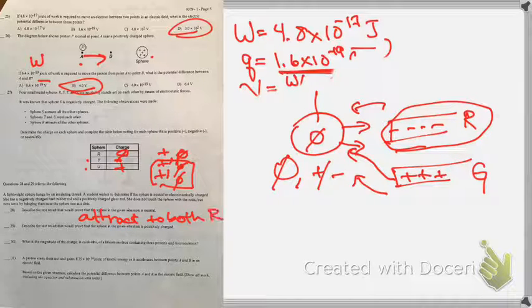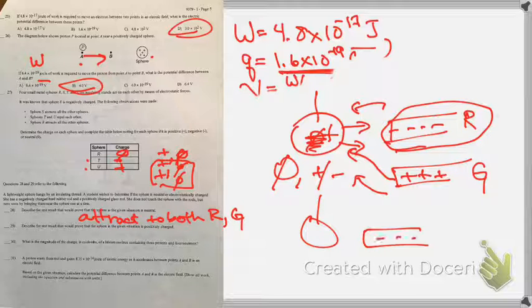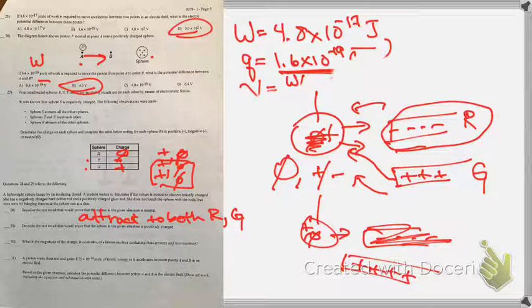rubber and glass. Describe the test result that would prove that the sphere in the given situation is positively charged. Well, to prove that it's positive, I can't just bring this negative rod nearby, because if it's neutral, it'll be attracted, or if it's positive, it's attracted. What you'd have to do is bring a positively charged rod, which is the glass one, nearby, and if it's repelled, then you know that it's a positively charged sphere. So in this case, you're looking for repelled by the glass, or the positive one.